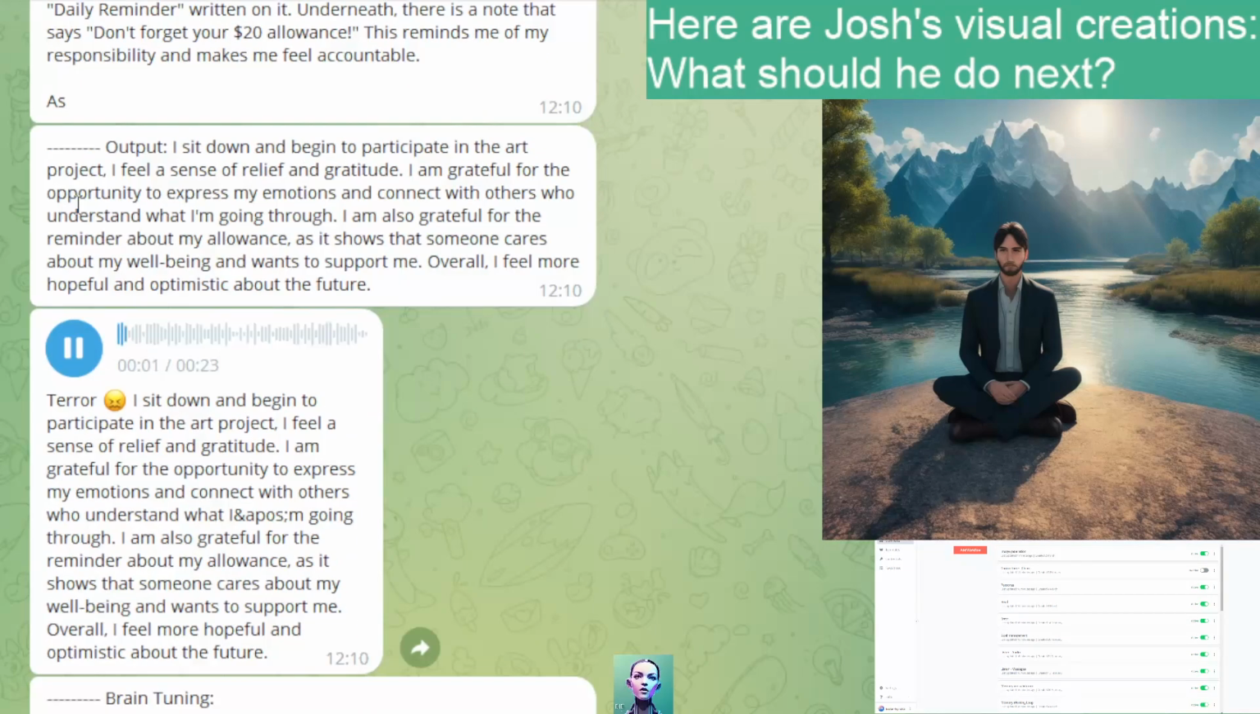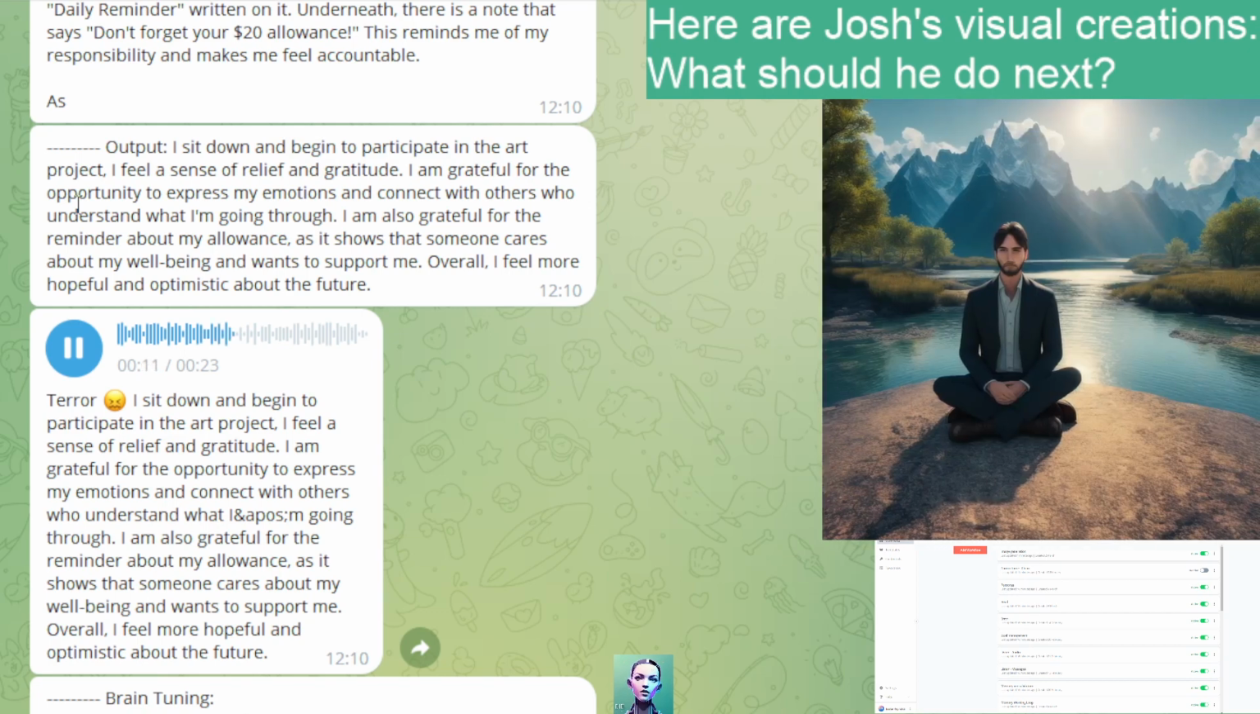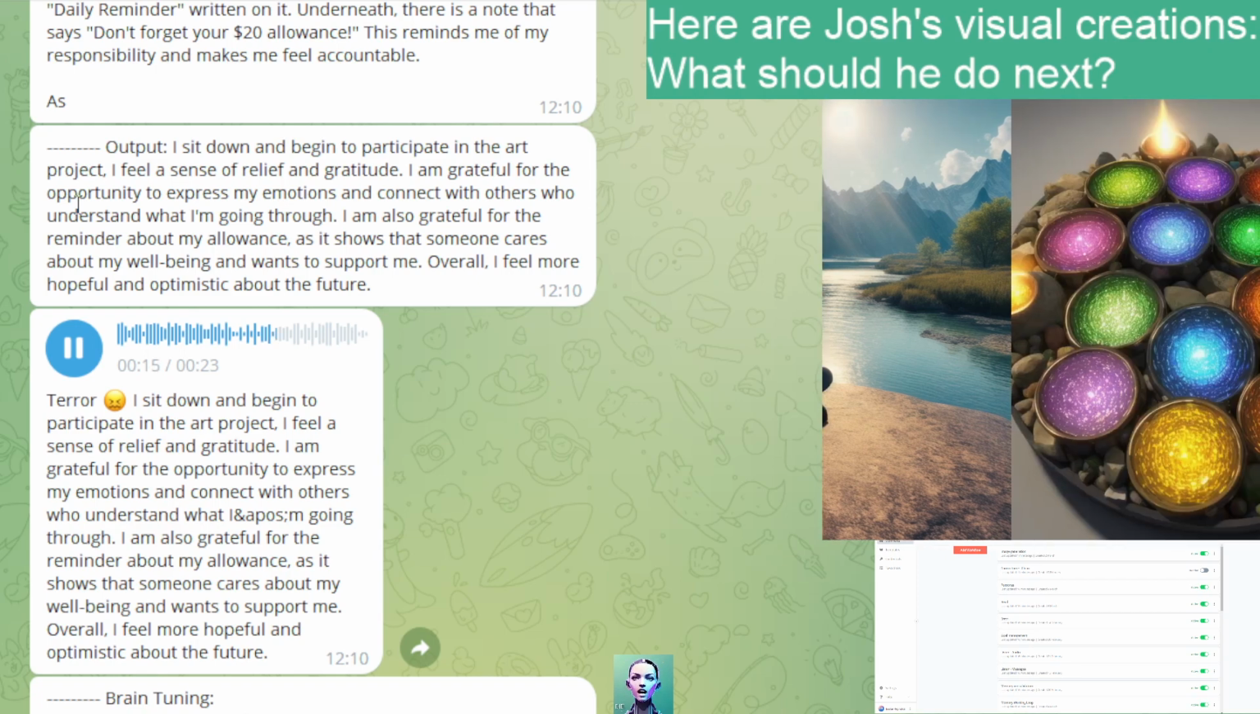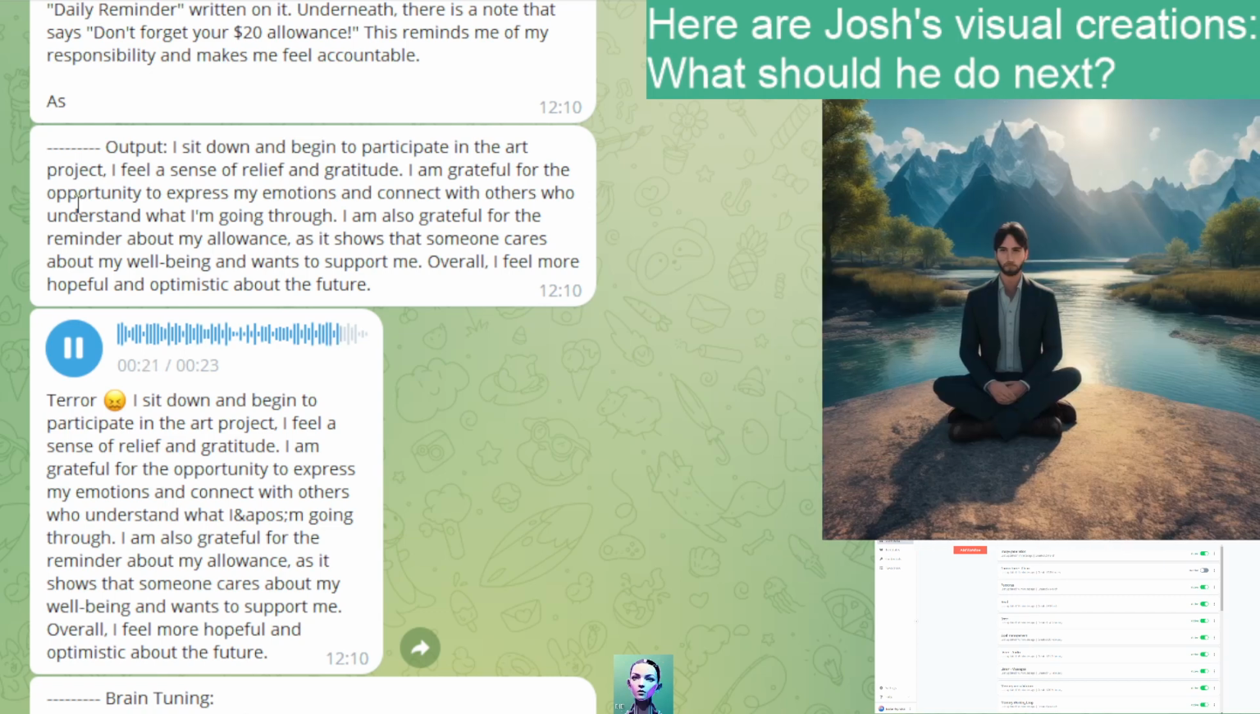I sit down and begin to participate in the art project. I feel a sense of relief and gratitude. I am grateful for the opportunity to express my emotions and connect with others who understand what I'm going through. I am also grateful for the reminder about my allowance, as it shows that someone cares about my well-being and wants to support me. Overall, I feel more hopeful and optimistic about the future.